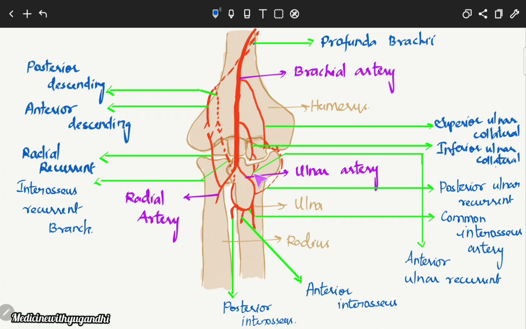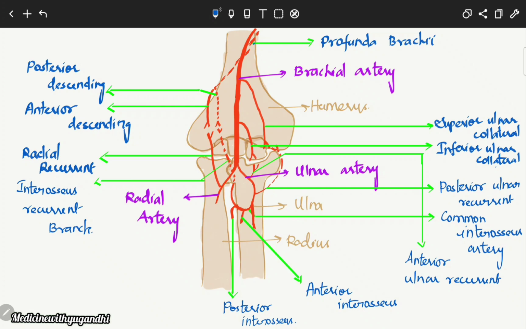Coming to the topic proper, that is anastomosis around the elbow joint. So on the medial side, in front of the medial epicondyle, you could see two arteries anastomosing with each other. One is the inferior ulnar collateral branch arising from the brachial artery, anastomosing with anterior ulnar recurrent branch from the ulnar artery. Then on the medial side, behind the medial epicondyle, two arteries anastomose with each other. One is the superior ulnar collateral artery arising from the brachial artery. It anastomoses with the posterior ulnar recurrent from the ulnar artery.